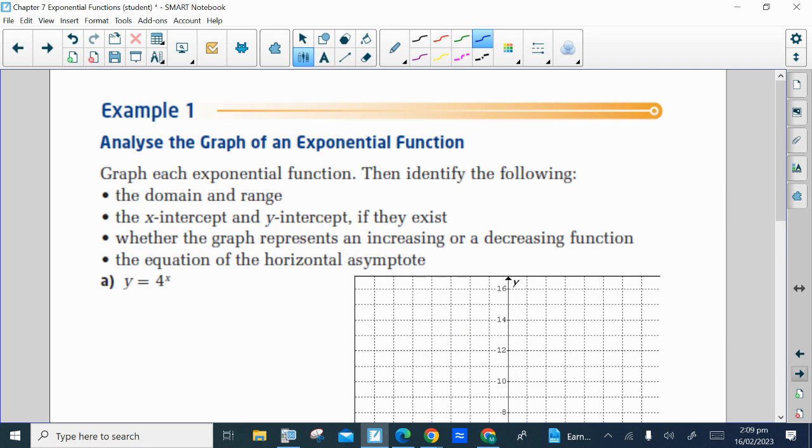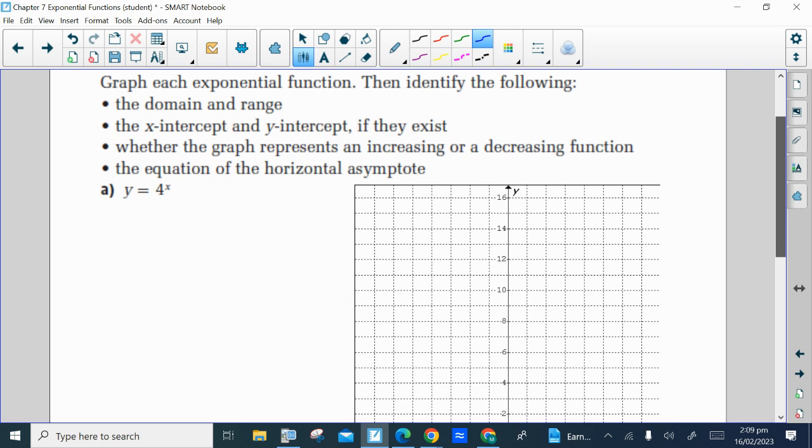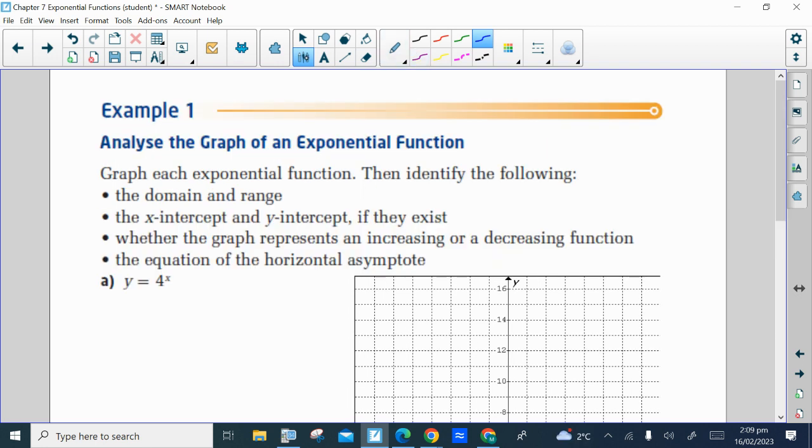In this case, we're going to graph y equals 4 to the x, and then we'll talk about the characteristics: the domain, range, the x and y intercepts if they exist, whether it's increasing or decreasing, and the equation of the horizontal asymptote. Because the base c is greater than 1, we know this will be an increasing function. And we can sketch a graph by starting a table of values, with x and y.